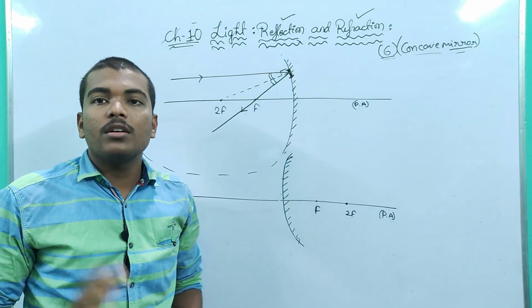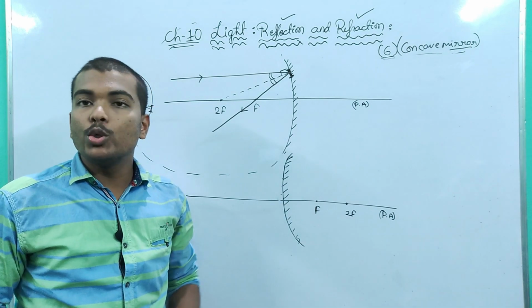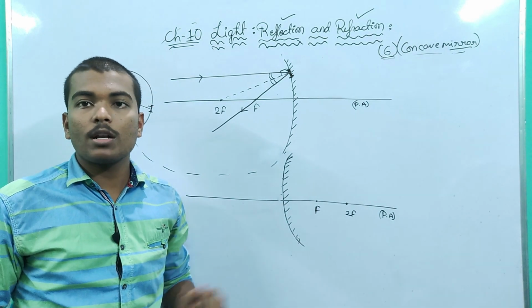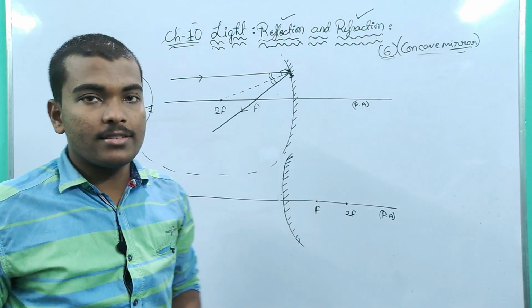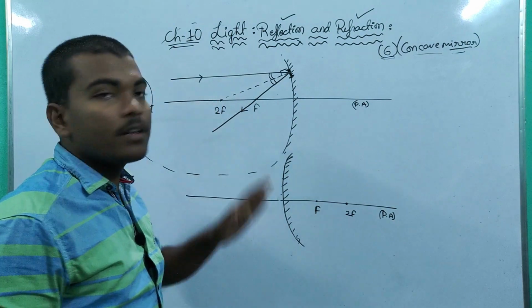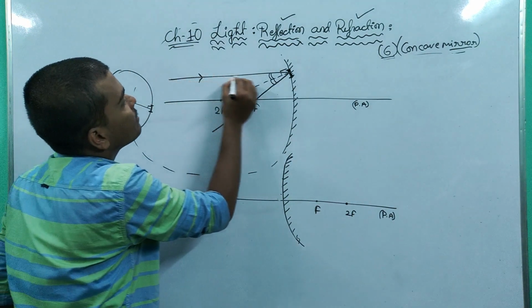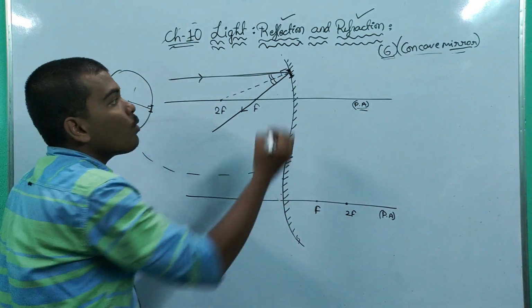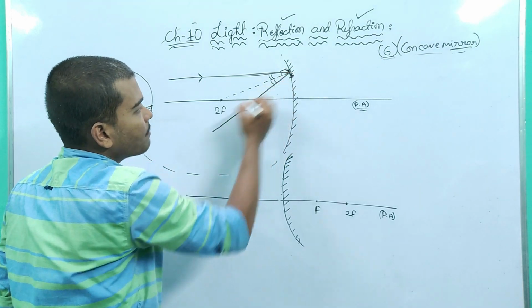Now we are going to study the rules we abide by in order to draw the ray diagrams, the 6 ray diagrams of the concave mirror. These rules are also applicable for the convex mirror and for all lenses. Let us take the first rule. This is the incident ray which is coming parallel to the principal axis. Once it gets struck, it comes back.